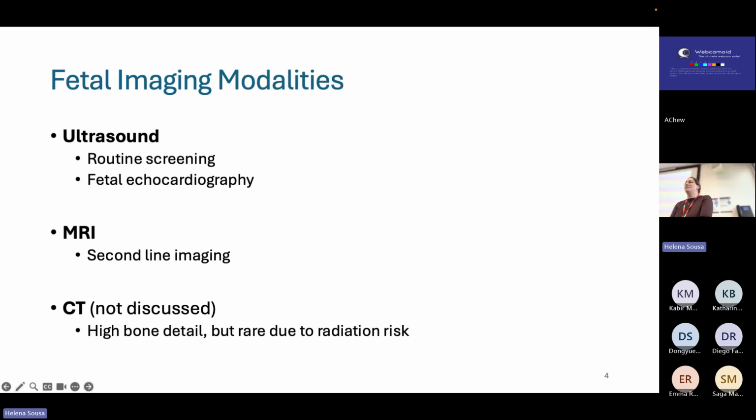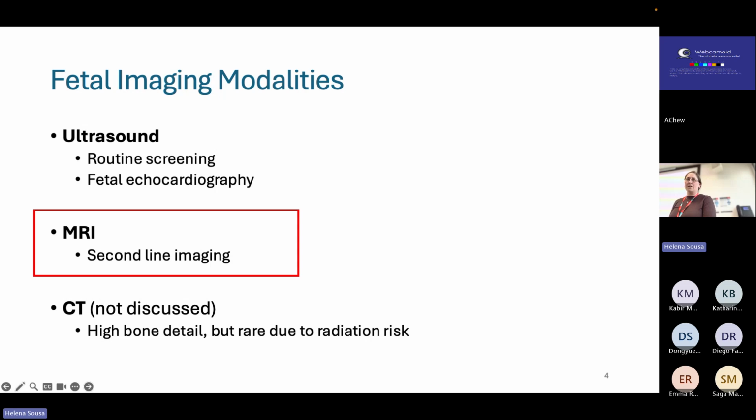So our fetal imaging modalities, as I said, ultrasound, which is used for routine screening, but also for fetal echocardiography. There's also MRI, which is becoming increasingly popular for second-line imaging, and CT, which we're not going to discuss in further detail, but can give extra bone detail, but is rare due to the radiation risk. So we're going to be focusing primarily on MRI, but there will be some mentions of ultrasound as well later in the presentation.